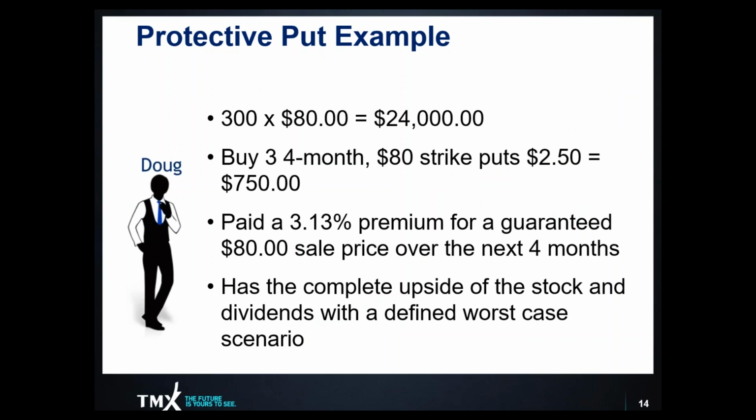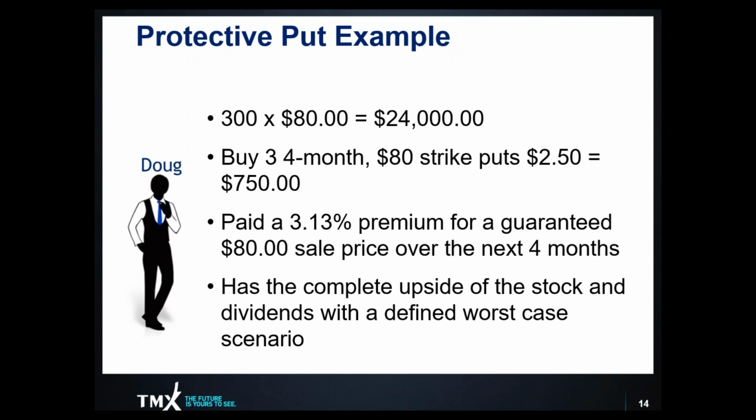So if we take the number of shares that Doug has purchased at $80, it's a $24,000 capital allocation. We then need to consider the cost of the put options that he's purchasing at $2.50. Because each contract is covering 100 shares, and because Doug has purchased 300 shares, he's going to buy 3 of those contracts with the $80 strike put option. And as I mentioned, those options are going to be expiring in 4 months. Now, what Doug's done is he's paid a 3.13% premium, and he's guaranteed that no matter what happens to the stock over the next 4 months, he's able to get out at $80.